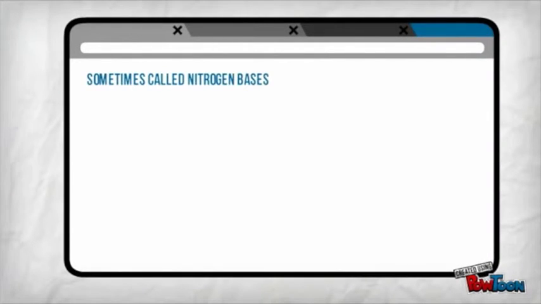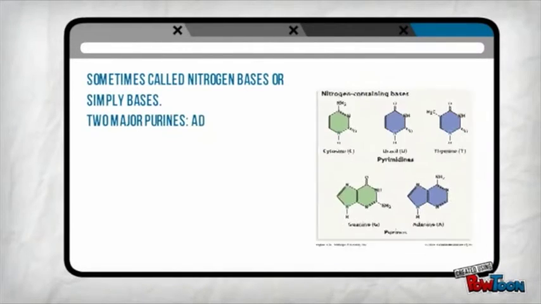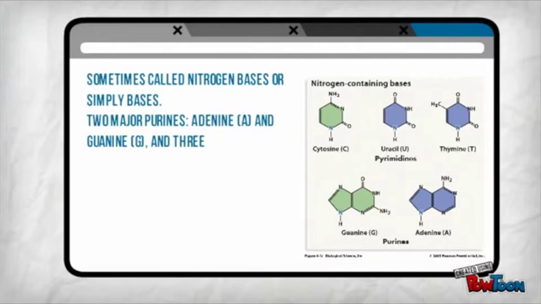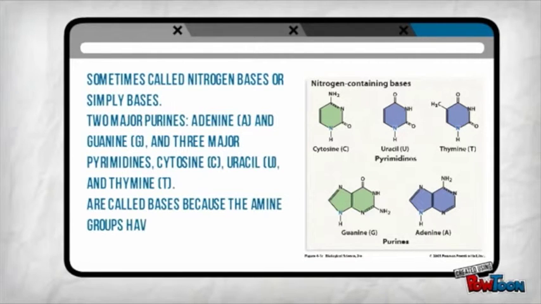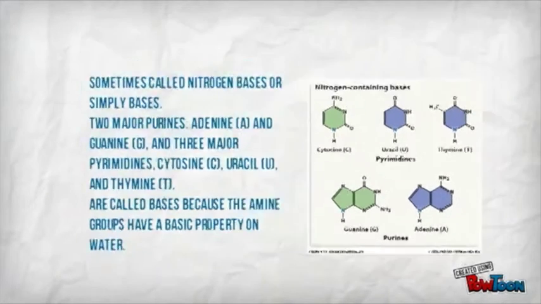Heterocyclic amines, sometimes called nitrogen bases or simply bases. Two major purines, adenine and guanine, and three major pyrimidines, cytosine, uracil, and thymine, are called bases because the amine groups have a basic property in water.